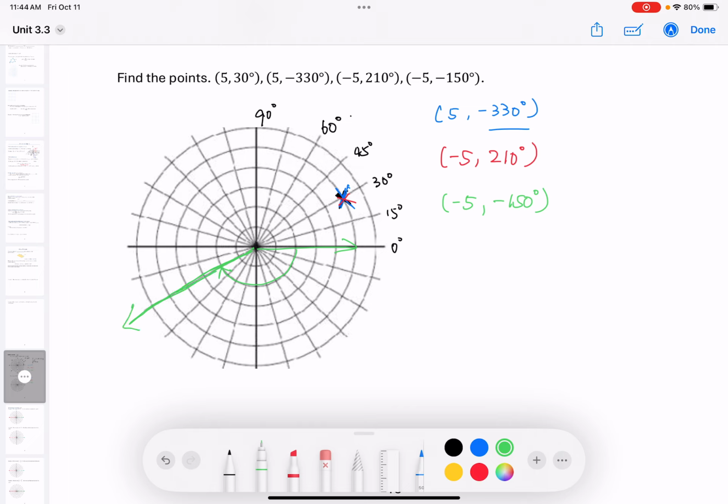Okay, so the R is -5. That means I'm counting positive 5 first and then going backwards. So the green point is also here. So these 4 points, they have different R, different angle, but they represent the same point.